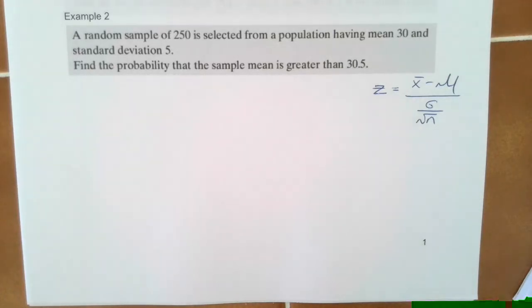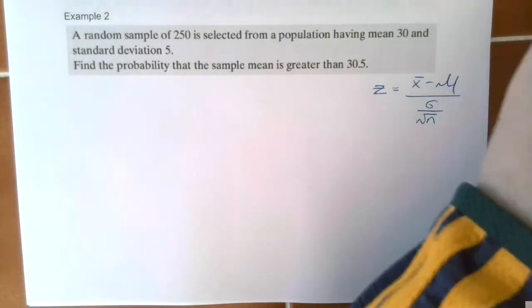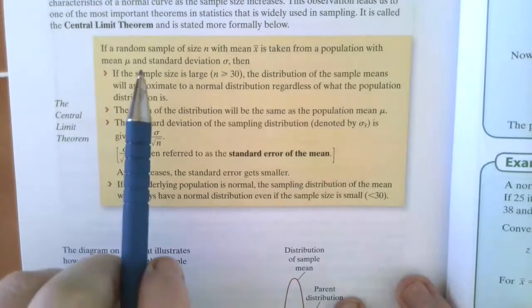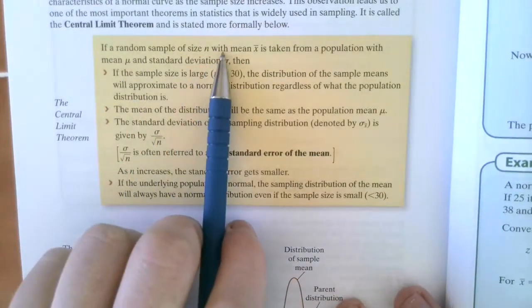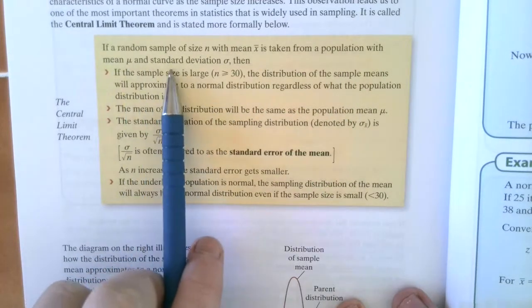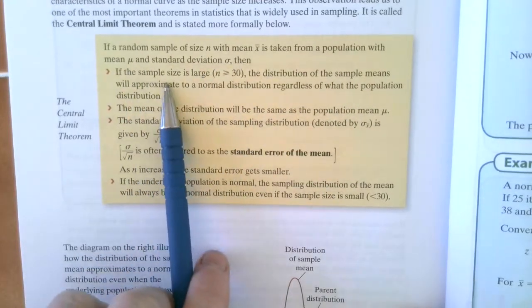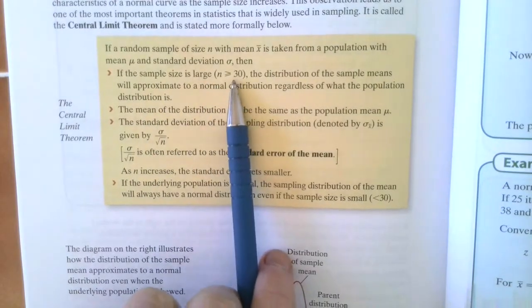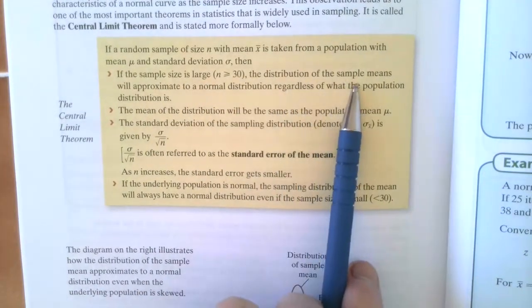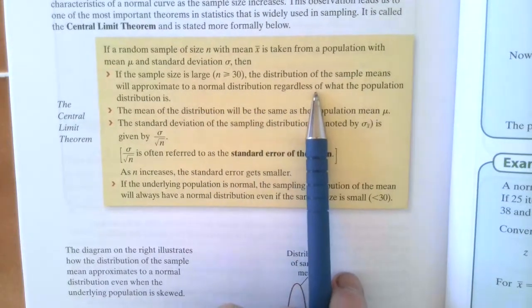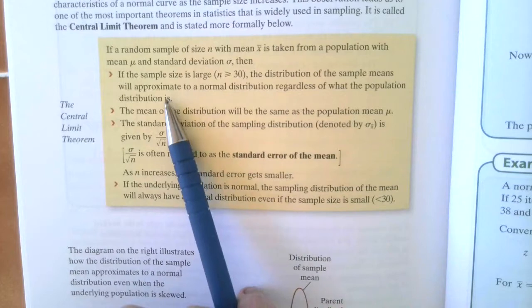In this example, we're going to look at the central limit theorem. First of all, just to show you what the central limit theorem actually means: if a random sample of size n with a mean of x is taken from a population with a mean of mu and a standard deviation rho, and the sample size is large, so if it's greater than or equal to 30, the distribution of the sample means will approximate to a normal distribution regardless of what the population distribution is.